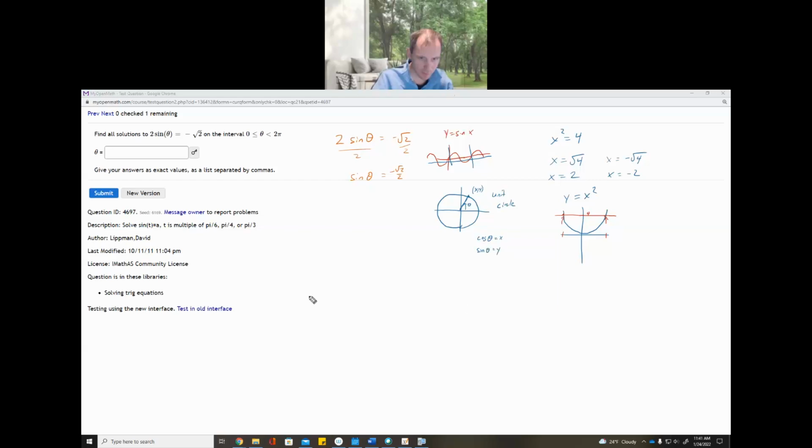We're going backwards. I know what I want sine of theta to be. I want it to be negative root 2 over 2. So I know sine theta is a y value, so I'm going to find out what angles give me that y value of negative root 2 over 2. So this is a y value of negative root 2 over 2. And I'm going to get these two angles. And they're going to be symmetric. So if I can find one angle, I can get the other one. It's going to be the same angle off of the horizontal, but going to the left.